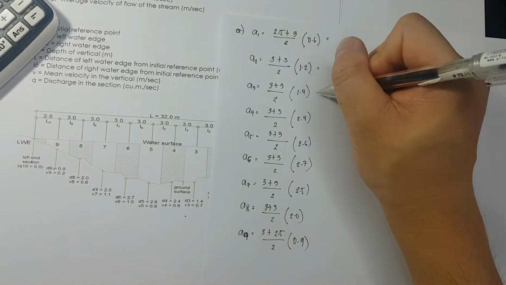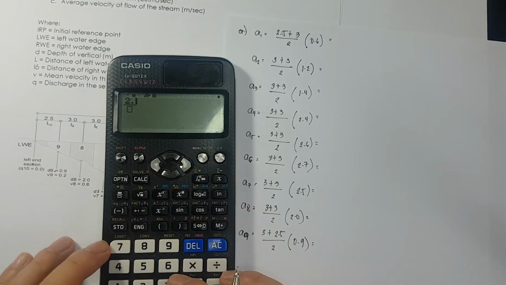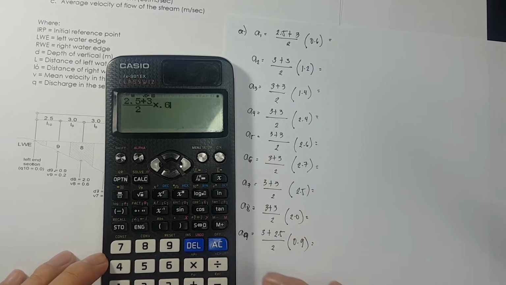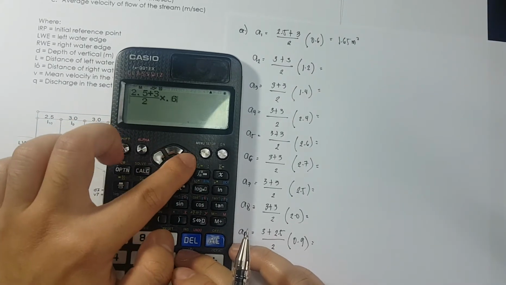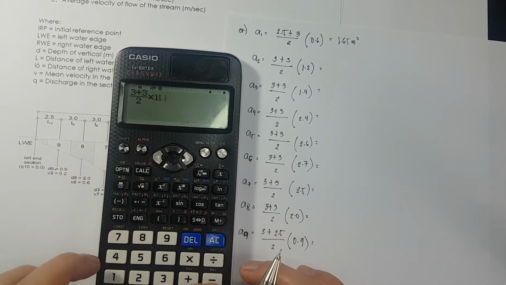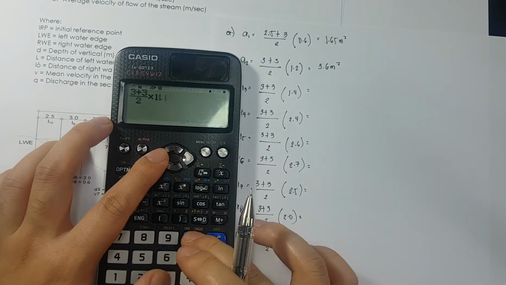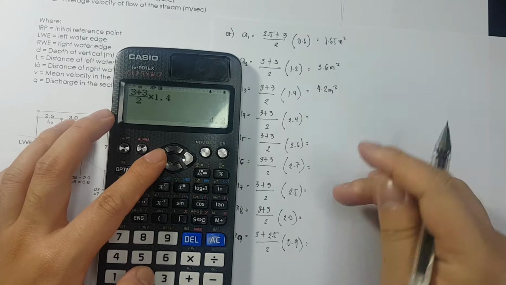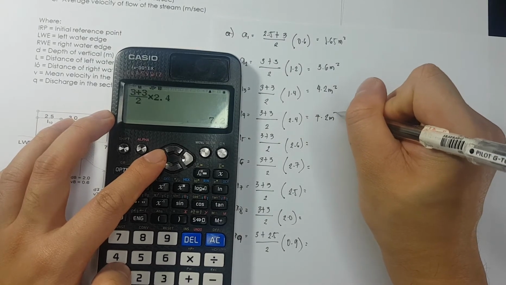So we can now solve for the cross-sectional area. So we have 2.5 plus 3 over 2 times 0.6, we have 1.65 square meters. Then let's change the height. That is 3.6 square meters. Then 1.4. That is 4.2 square meters. Then let's change that. 7.2 square meters.